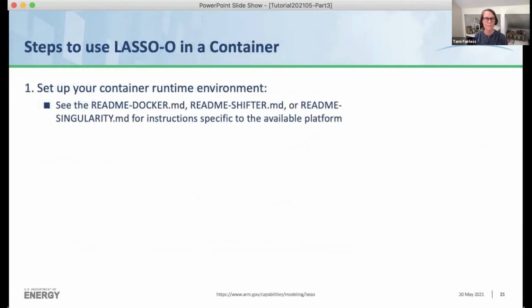The first thing you do is set up your container runtime environment, which sounds a lot harder than it is. There are 3 container runtime specific READMEs. Personally, I've tried Singularity so far because that's what was available to me on the cluster that I was working on. For Singularity, all I needed to do was make sure the right version, 3.6 plus, was available, and the module was loaded. The other READMEs for Shifter and Docker are similar in that there's not too much that the user needs to do.